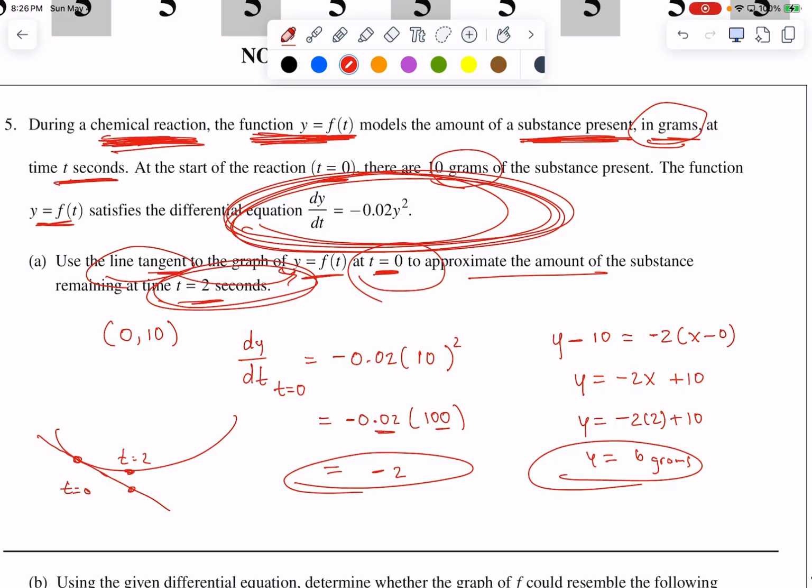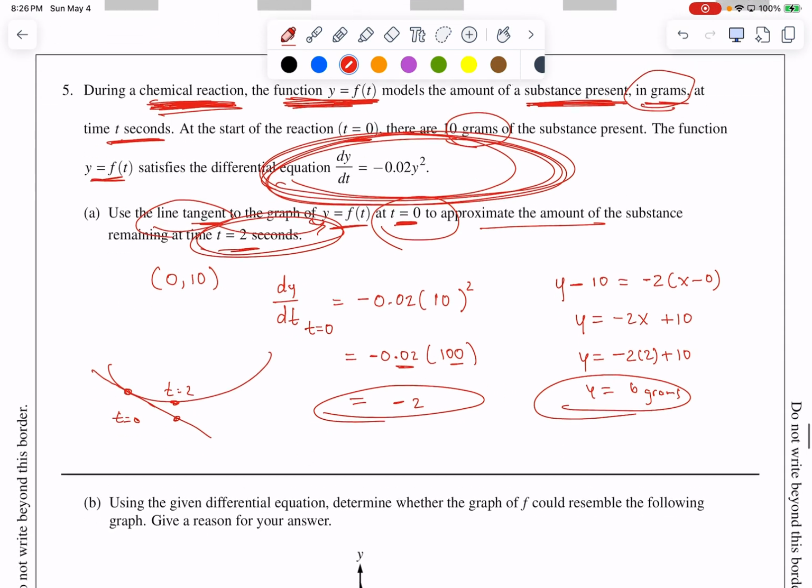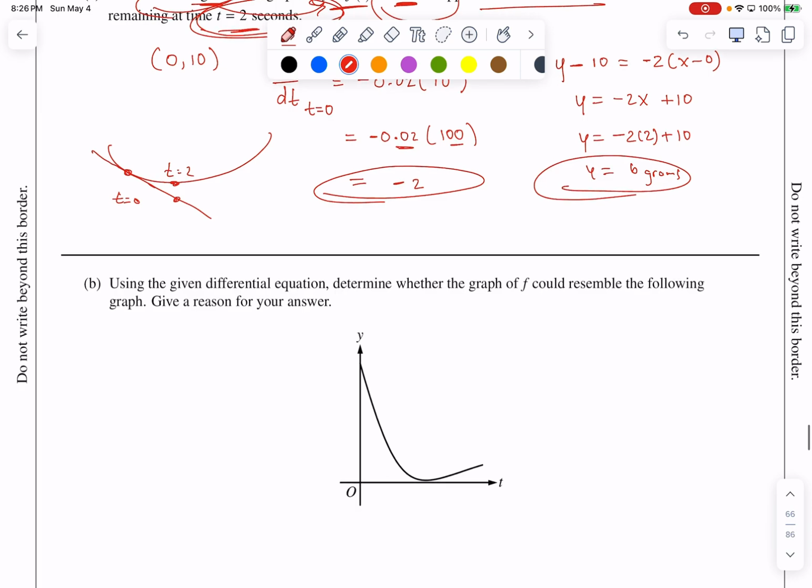All right, let's go to the next part. The next part is just 1 point. Using the differential equation, determine whether the graph of y could resemble the following graph. Give a reason for your answer. All right, so they have dy dt. Let's write this down. The differential equation was negative.